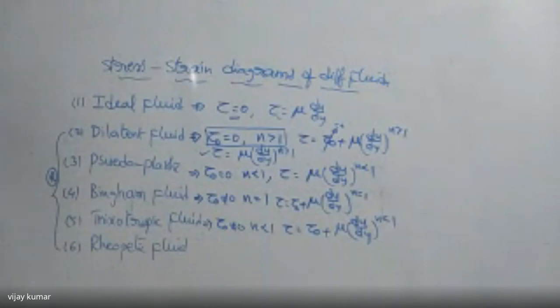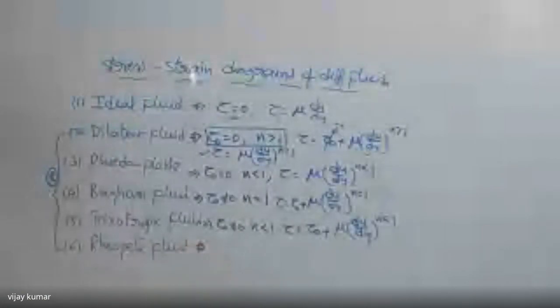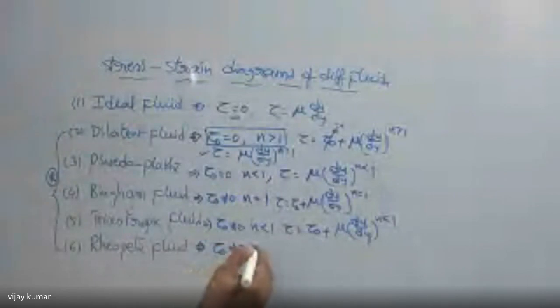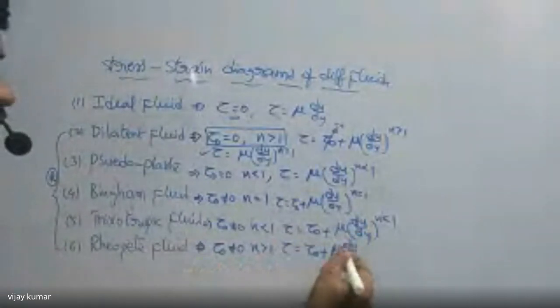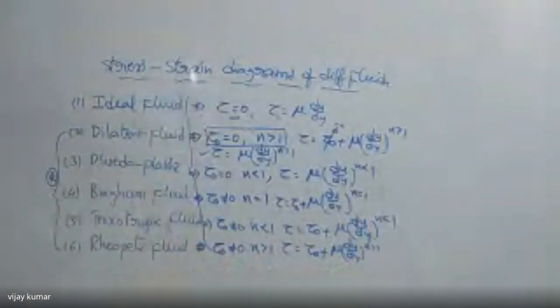Now, what about the rheopectic fluids here? These fluids are following the condition that tau naught is not equal to 0, but n is greater than 1. Then tau is equal to tau naught plus mu into (du by dy) whole power n, where n is greater than 1. So these are the mathematical relations for the different types of fluids, which follow different types of conditions. And depending on the condition, we can define the fluid.